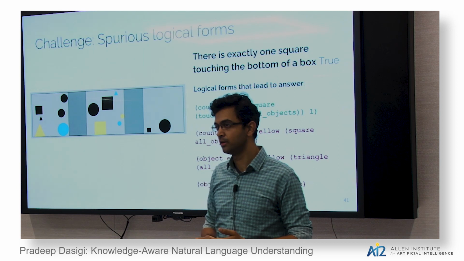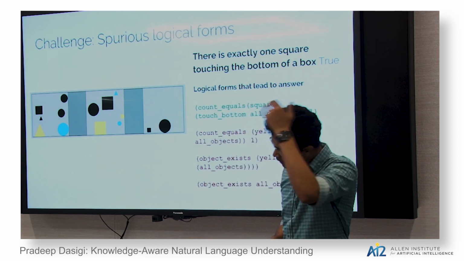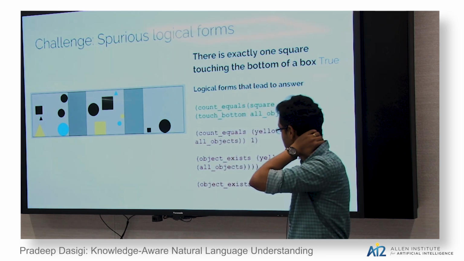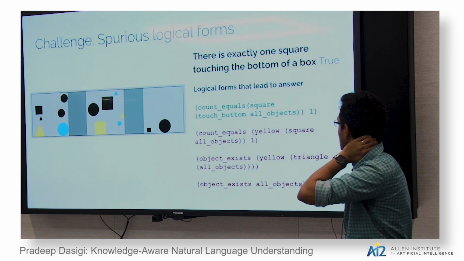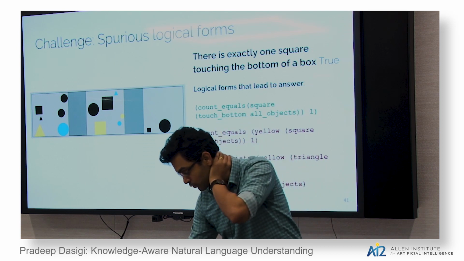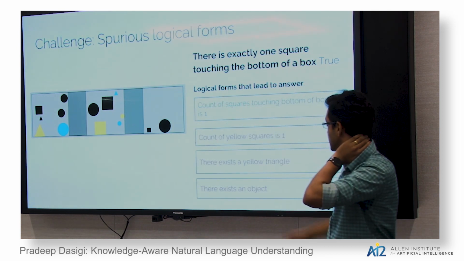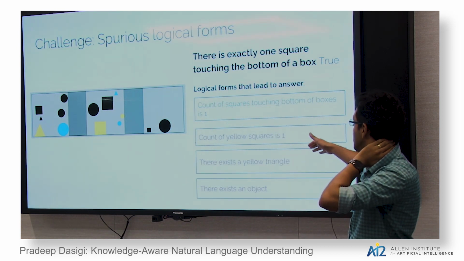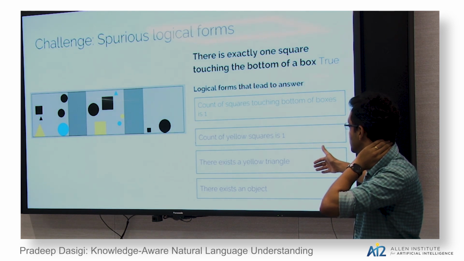That's one way of defining it, yeah. So even in this example, you have several logical forms which give the right answer. These are what they mean. Again, the first one is the correct one, but the other ones are increasingly simpler.